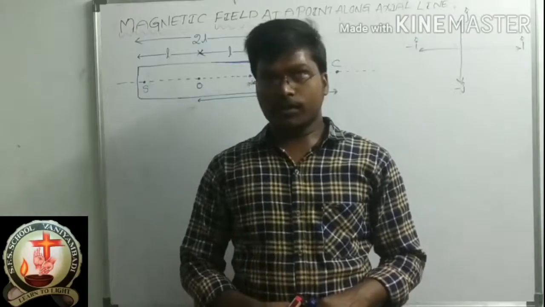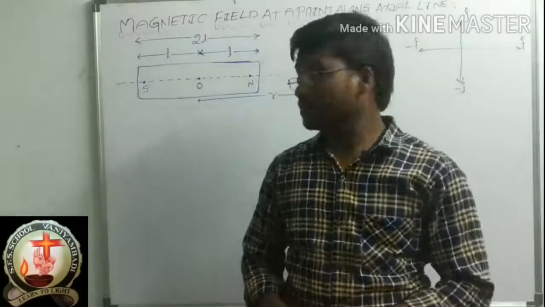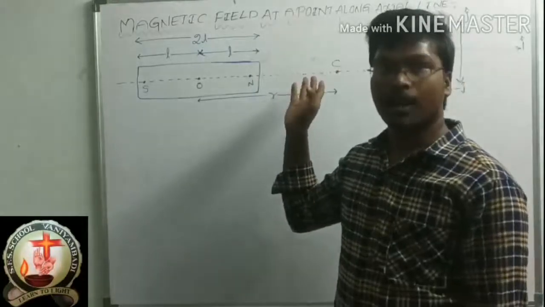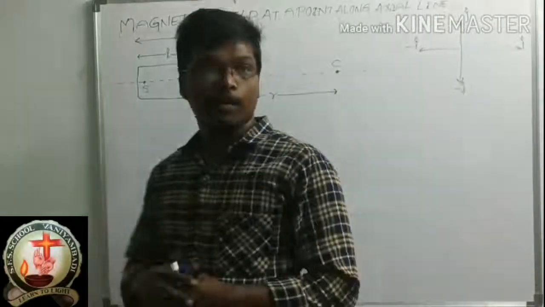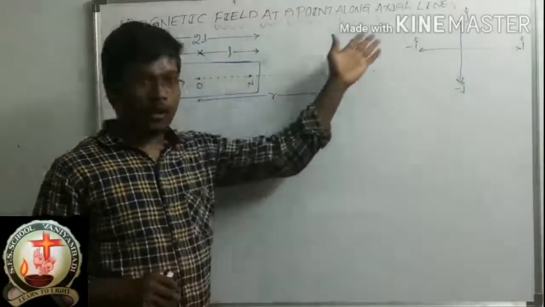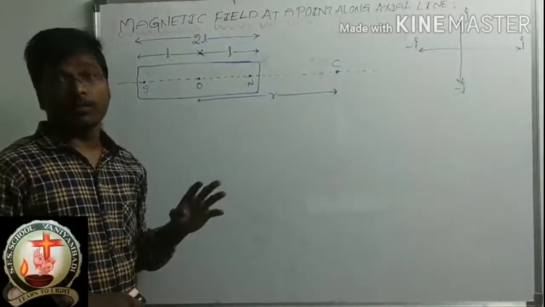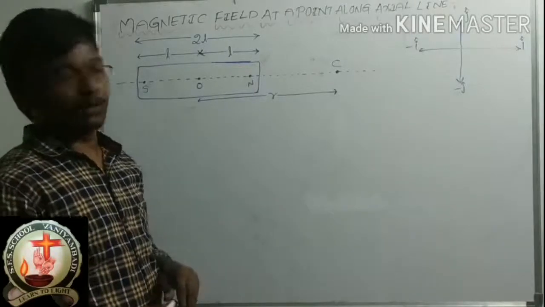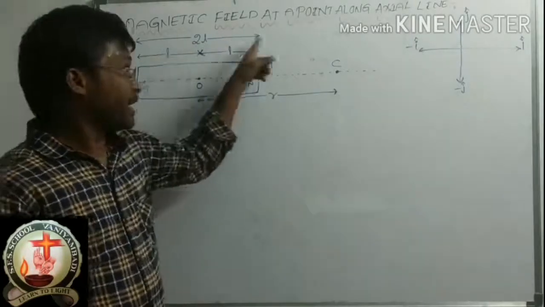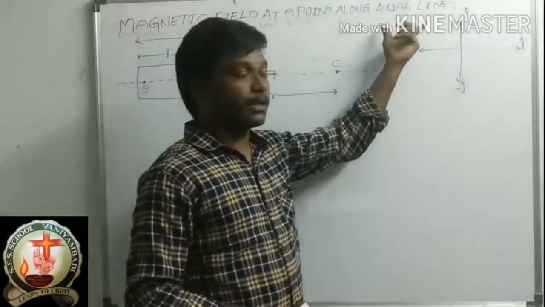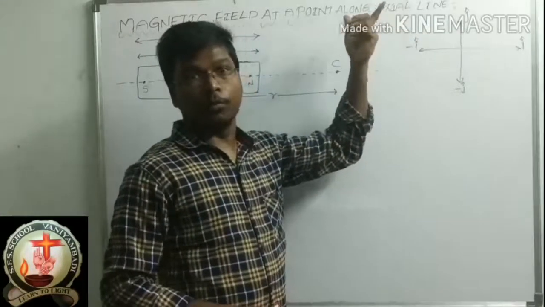Today we are going to discuss the topic: magnetic field at a point along the axial line. This concept is similar to the electric field at a point along the axial line in the electrostatics chapter. You already know what the axial line means, I hope.